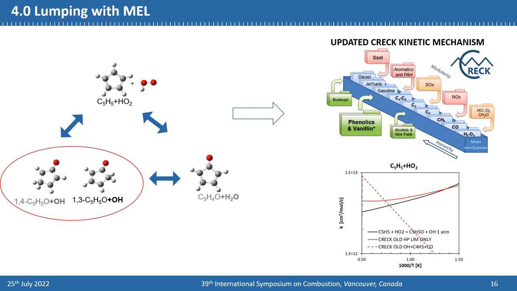So the black solid line shows the main product channel at 1 atmosphere and is compared with the red lines that are the high pressure limit reactivity that was used in the previous version of the mechanism. So we see that above 1,000 Kelvin, the previous mechanism was overestimating the production of basically OH, and therefore we expect a reduction in the reactivity of cyclopentadienyl and benzene as a result.